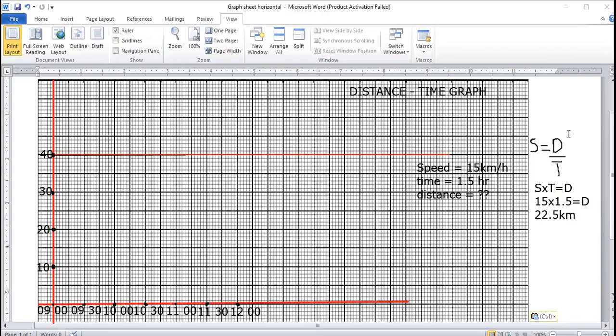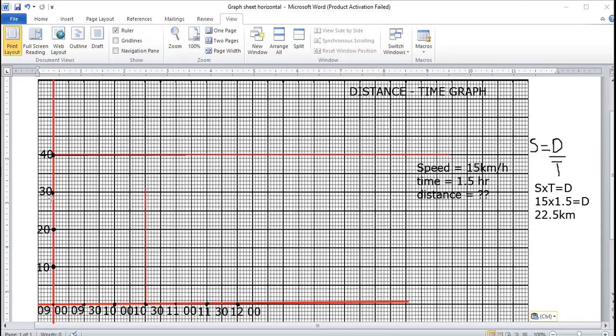Okay, so now I have to plot this 22.5 on the graph. How will I do the plotting? First of all, at 10:30, the time will be this one, which I am going to use over here. So I have drawn a line from 10:30, just to show you.